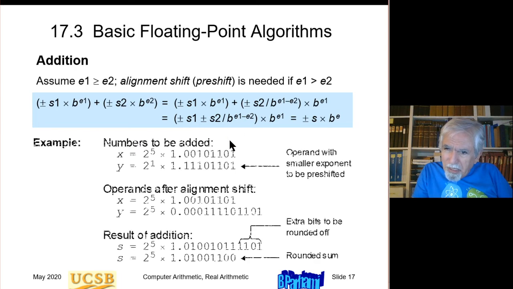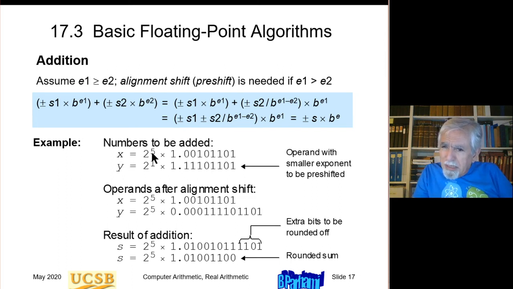This will become clear with an example. Suppose X and Y are these two numbers. This is the hidden one, and I'm taking 8 fractional bits to make the example small enough to fit on the slide.